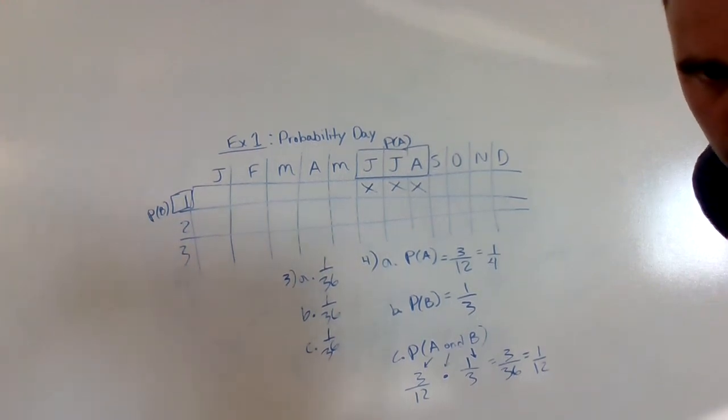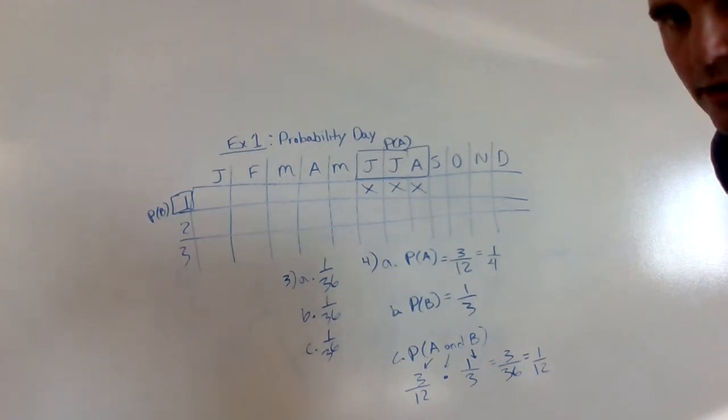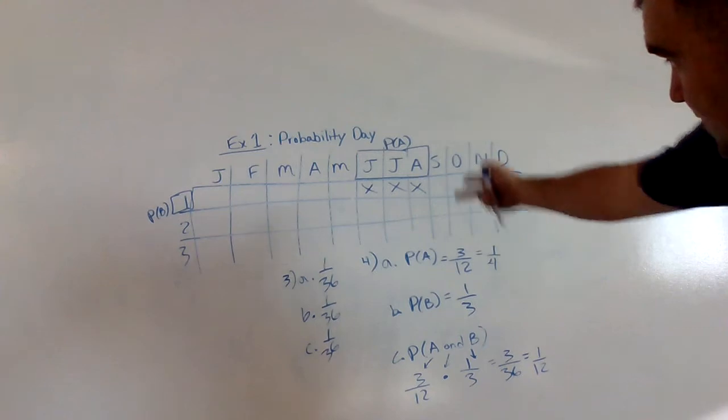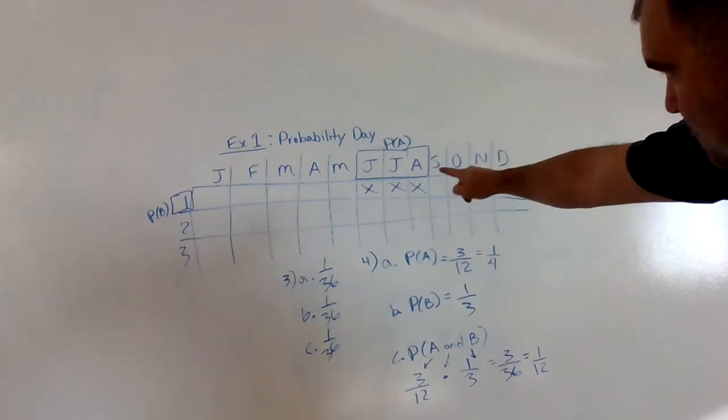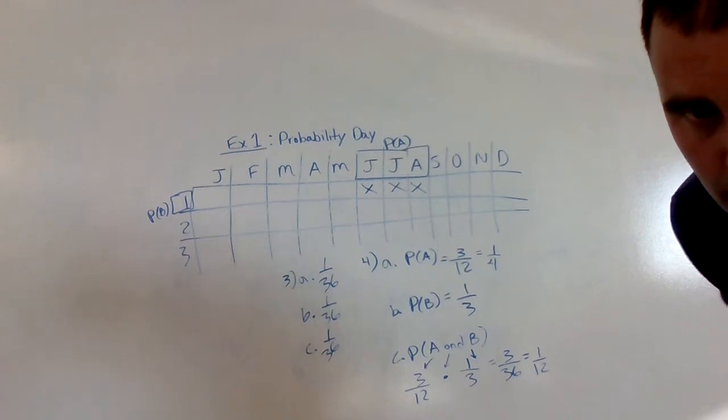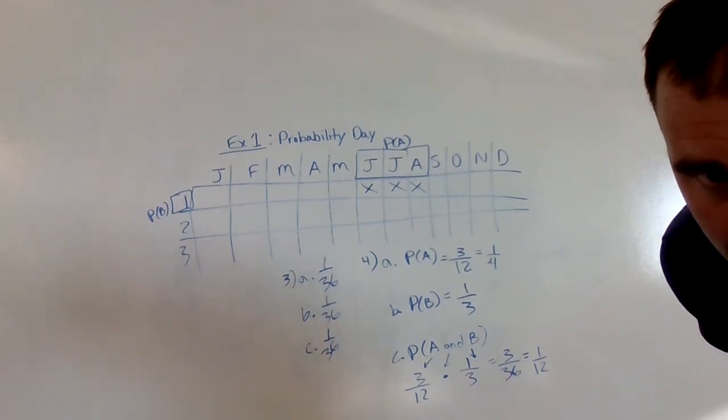Once again, let me back out and make sure you guys can see this okay. Yep, okay, we're good. So whenever you see and, it's going to be multiplication. And again, we can show in the chart here in our sample space that 3 out of the 36 actually works. Okay, let's keep on pushing here.